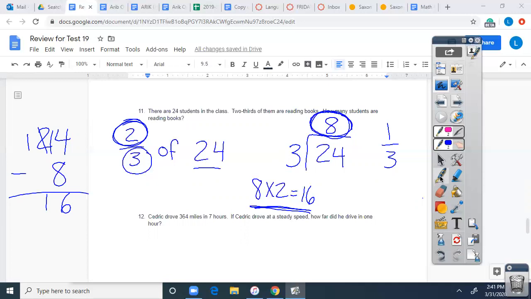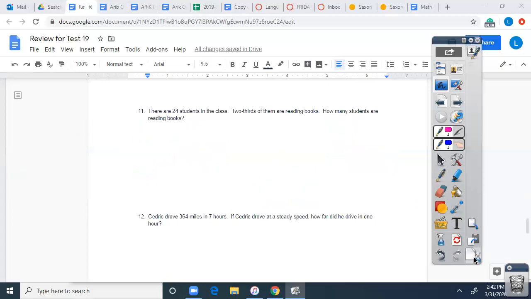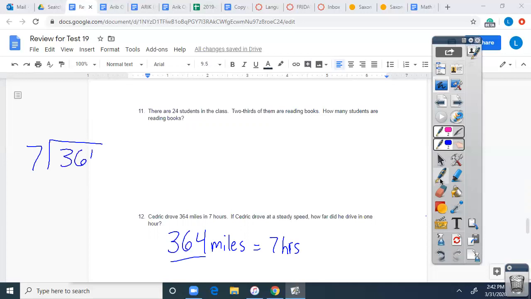Okay? Number 12, Cedric drove 364 miles in 7 hours. If Cedric drove at a steady speed, how far did he drive in 1 hour? Okay, so he drove 364 miles in 7 hours. We are trying to figure out how far he drove in 1 hour. In order to do that, we need to divide this big number by 7. Okay, long division. Let's go through the steps.